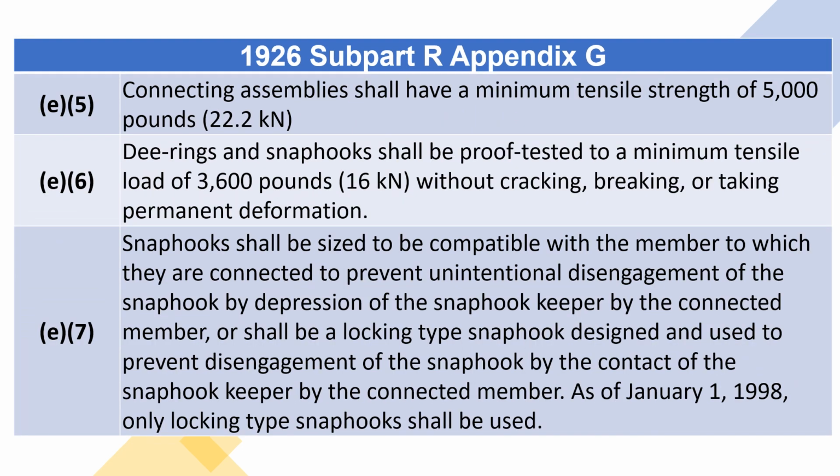E5. Connecting assemblies shall have a minimum tensile strength of 5,000 pounds (22.2 kN). E6. D-rings and snap hooks shall be proof-tested to a minimum tensile load of 3,600 pounds (16 kN) without cracking, breaking, or taking permanent deformation. E7. Snap hooks shall be sized to be compatible with the member to which they are connected to prevent unintentional disengagement of the snap hook by depression of the snap hook keeper by the connected member, or shall be a locking-type snap hook designed and used to prevent disengagement of the snap hook by the contact of the snap hook keeper by the connected member. As of January 1, 1998, only locking-type snap hooks shall be used.